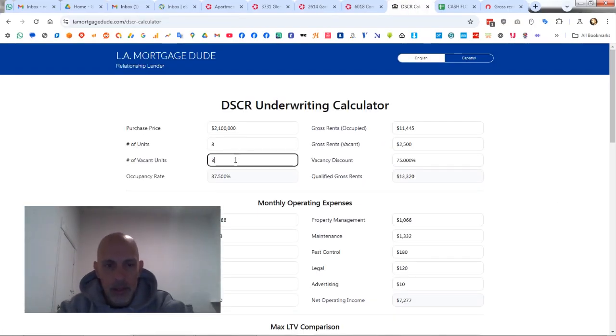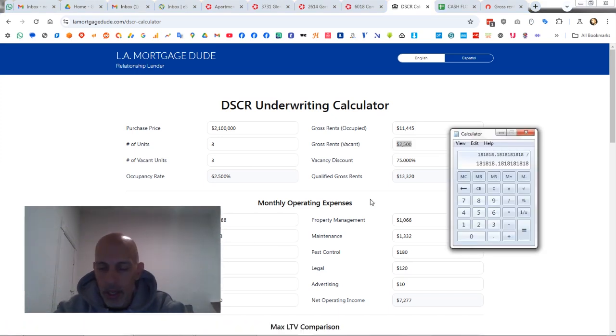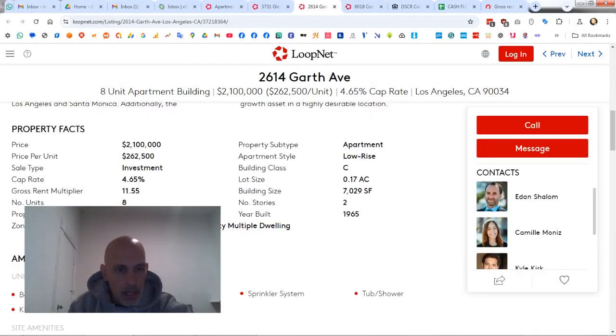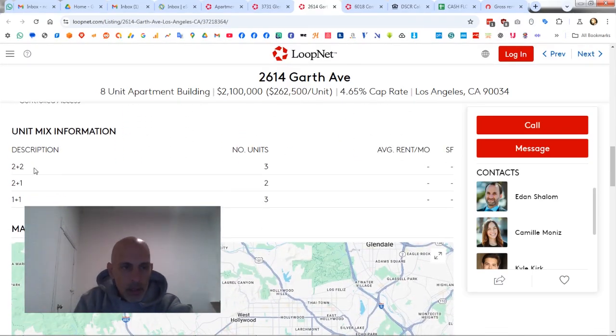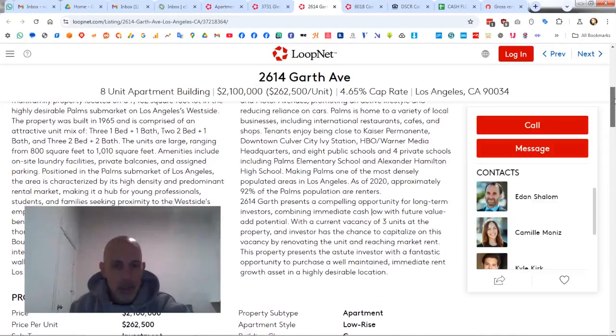Let's say this was 3 vacant units. $181,000 divided by 5, divided by 12. So that's telling me each unit is renting for $3,000 a month. That just does not make sense to me. I think in this area we're looking at somewhere between, okay, so 2 plus 2 plus 1, 1 plus 1. It might be $3,000 a month. Yeah, who knows?